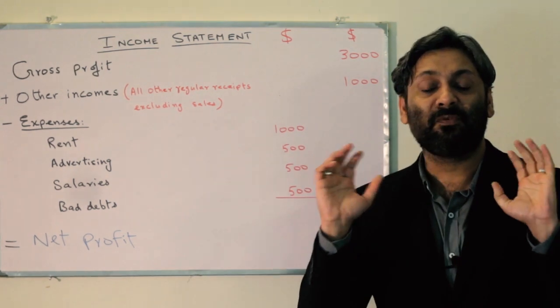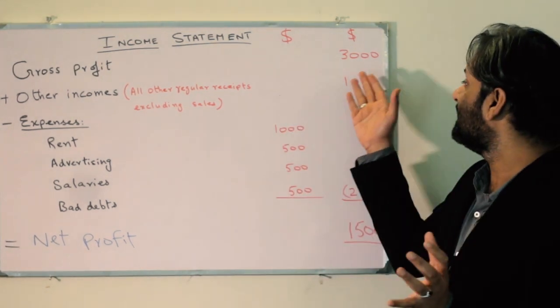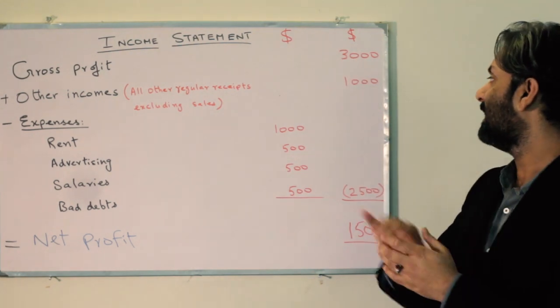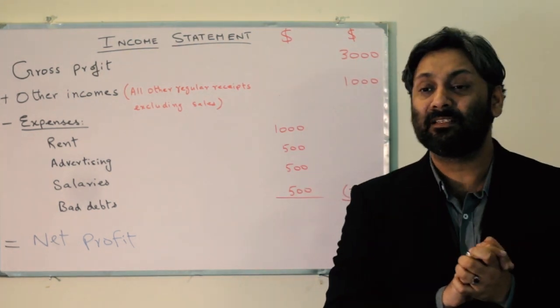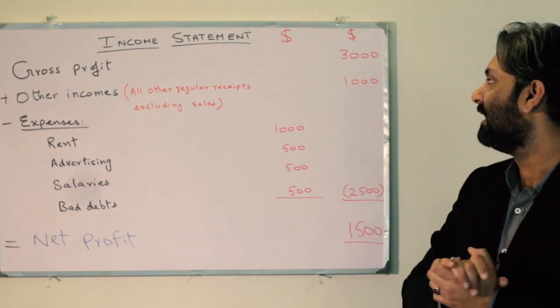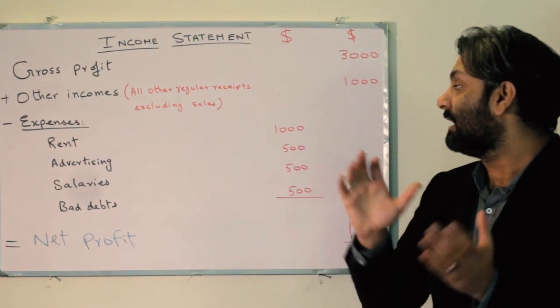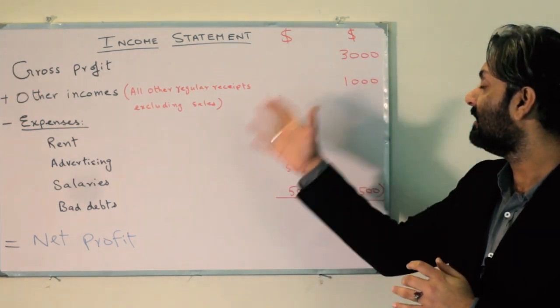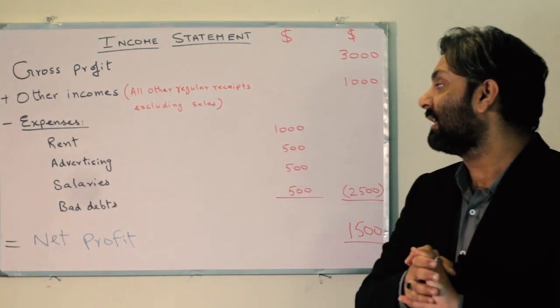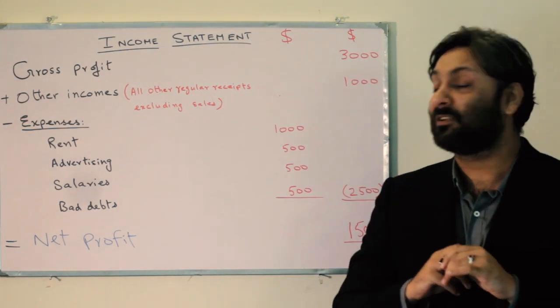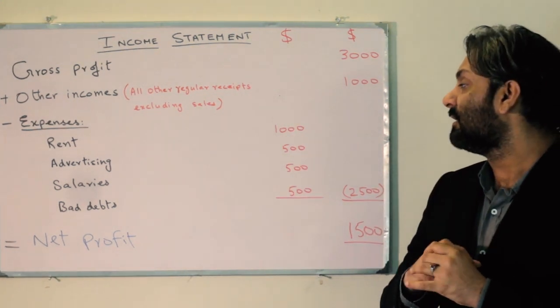They say birds of a feather flock together. Obviously gross profit is credit in nature and other incomes are credit in nature as well, so both the credits are going to get added. So 3,000 plus 1,000, we have 4,000 available at our disposal, from which all the other expenses are to be subtracted. Now these are indirect expenses or indirect costs which are to be subtracted.